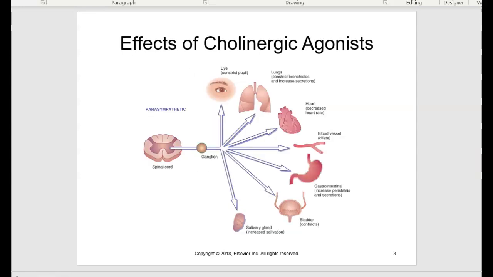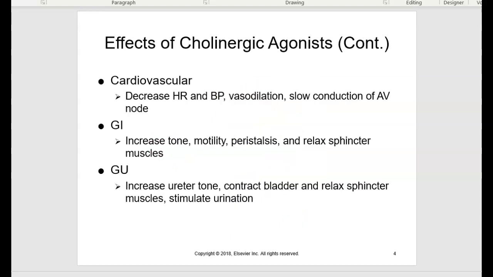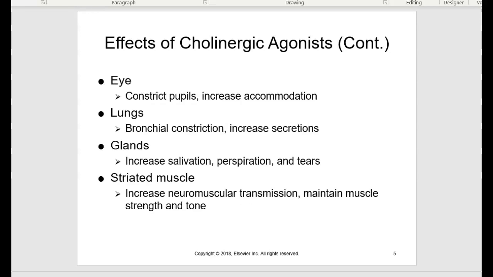In your textbook, you have the diagram of the effects of cholinergic agonists, and this is something that I expect you to know. We did cover those in lecture, so I'm just going to fast forward past these next couple slides. Again, we hit on these. It's the opposite of the sympathetic response, and you are expected to know how those cholinergic agonists affect the body.